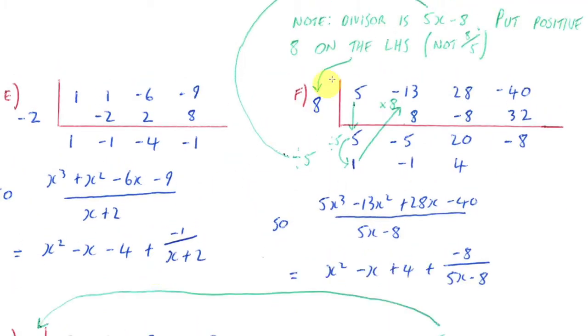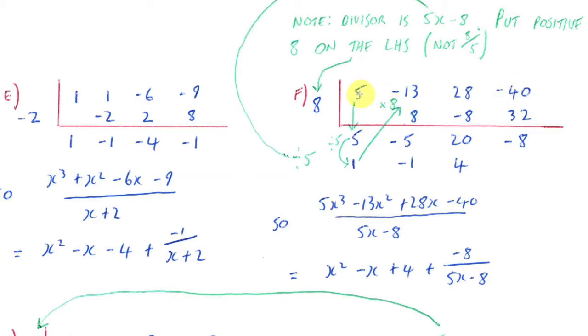So, my divisor is 5x take 8. I've got that minus 8 there. The direct opposite is positive 8. So that goes in here. I've got my grid drawn up. This is the cubic, and I'm dividing by this linear. So I have 5, I have negative 13, 28, and negative 40. The process is almost exactly the same.